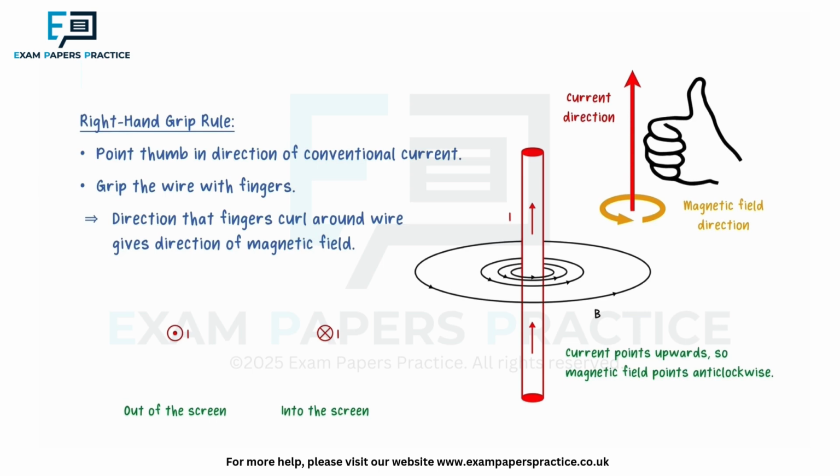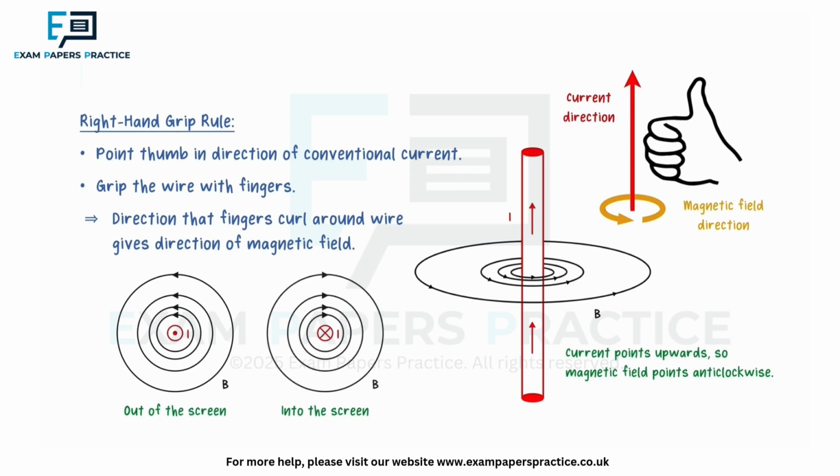By using the right-hand grip rule, for a current leaving the screen, we point our right thumb towards us and see that the current will produce a magnetic field that points anti-clockwise, and a current entering the screen will produce a magnetic field that points clockwise.